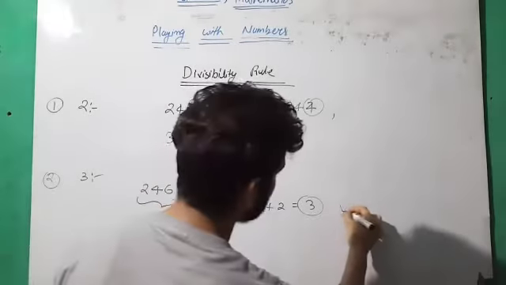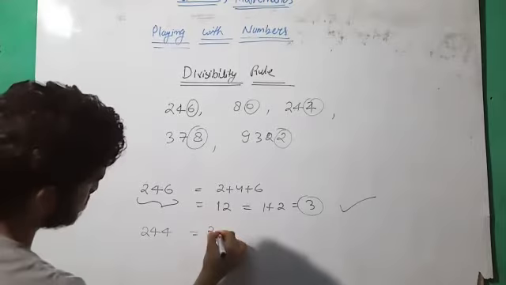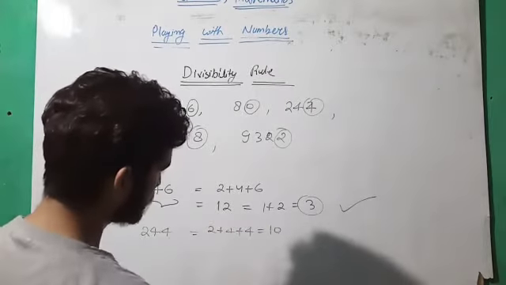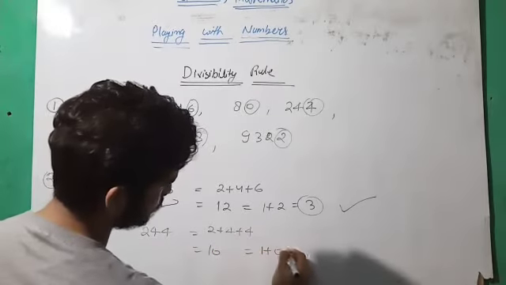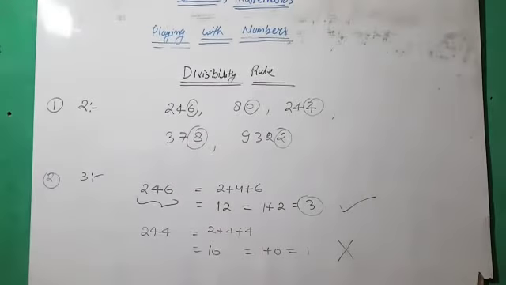Just check this number, 244. Is this divisible by 3? 2 plus 4 plus 4, 10. Again 1 plus 0, that is 1. 1 is not in the table of 3. So this is not divisible by 3.